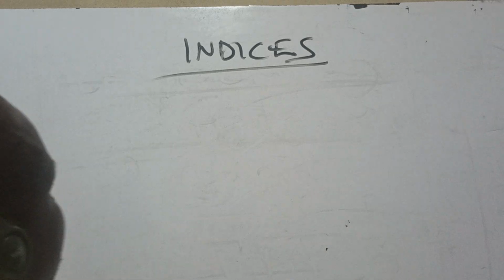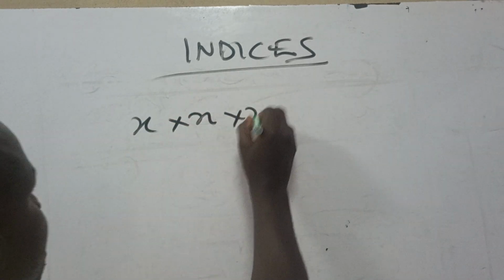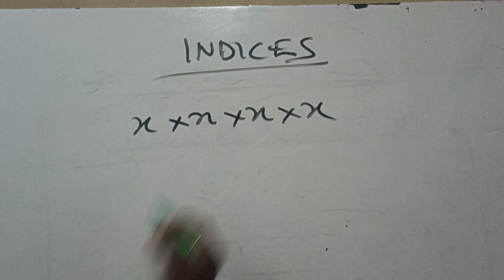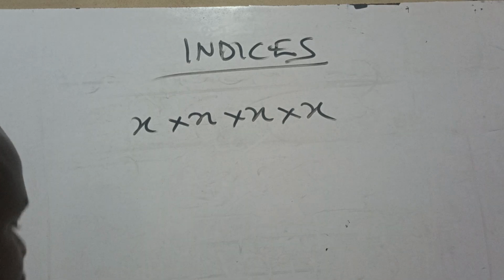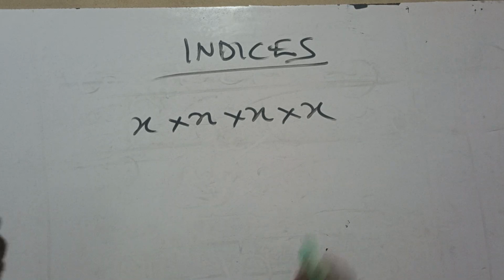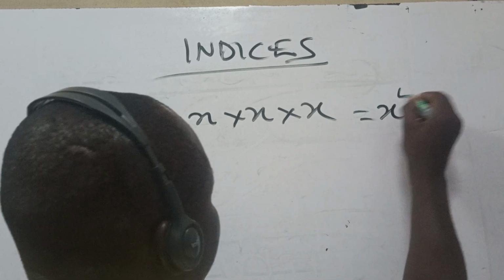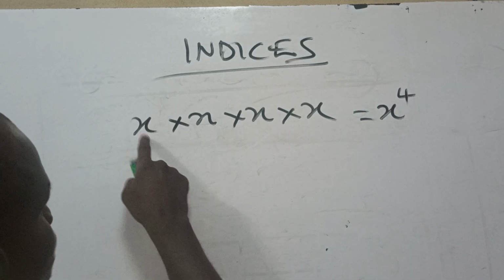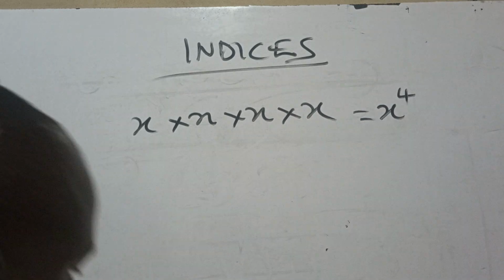JSS class, we know that we can have something like x times x times x times x. If we have x in four places, how do we compress this so that we can have algebraic shorthand? That is, we can reduce it. Of course, we are taught that this is x raised to power 4. That is, x raised to power 1, 2, 3, 4. So the abbreviation of this is x raised to power 4.